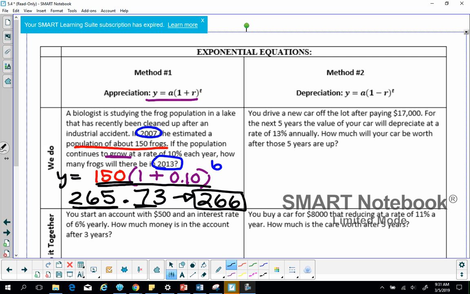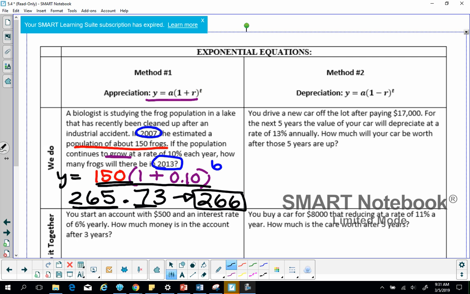So it says you drive a car off the lot paying $17,000. For the next 5 years, the value of your car depreciates at a rate of 13% annually. How much will your car be worth in 5 years? So this is basically what happens if any of you guys want to drive a car, right? Your car is going to depreciate in value.